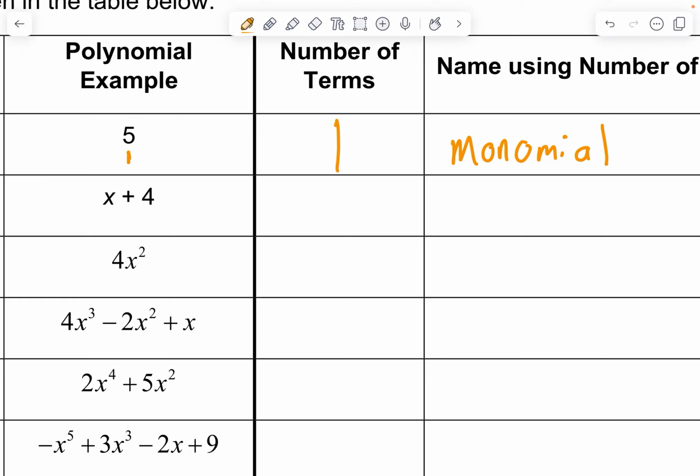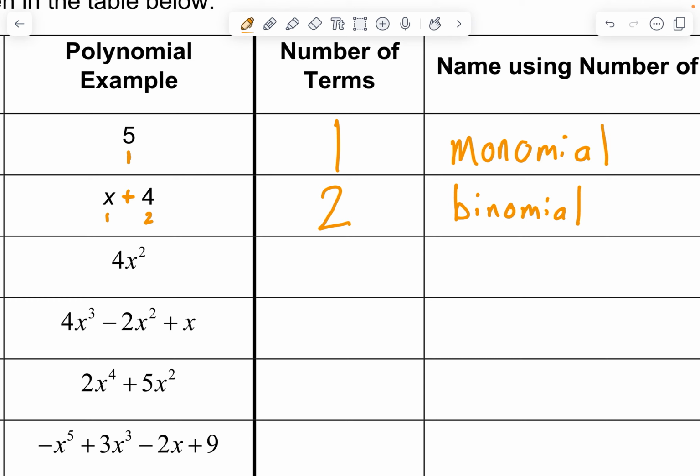Okay, great. Now, when you go to the second example, look, you have a plus sign in between. So when you look at x and you look at 4, you have 2 terms going on right here. That would be your binomial. That's a word we kind of looked at with factoring a little bit. Binomial times a binomial. When we factored, a lot of our answers were a binomial times a binomial. That's going to be a 2-term.